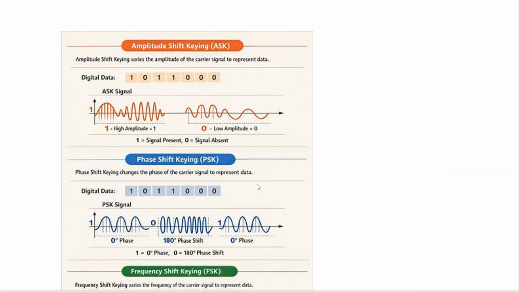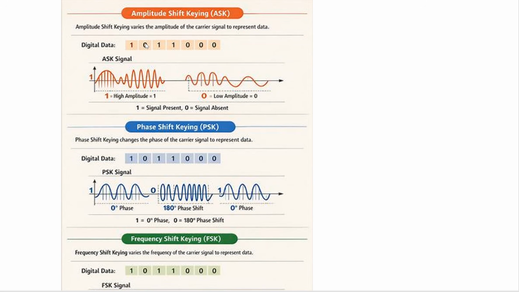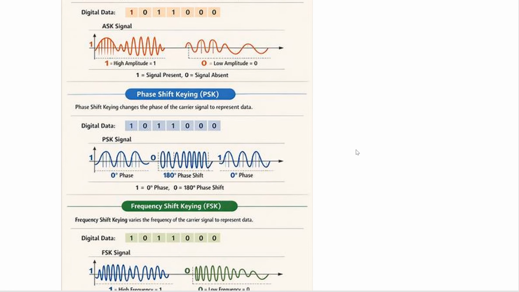This is the diagram representation of all these three: ASK, PSK, and FSK. Clear? So you can refer to this diagram to distinguish between ASK, PSK, and FSK.